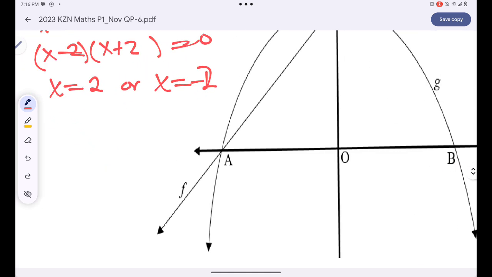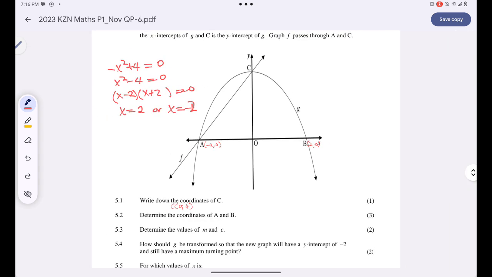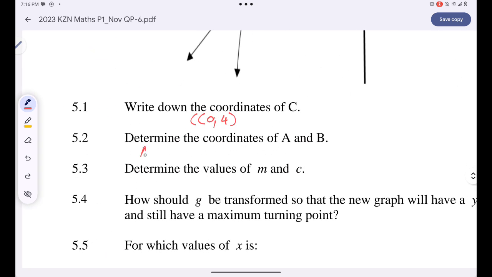So now I know that at A I have negative 2 and 0, and then at B I have 2 and 0. Negative 2 and 0.